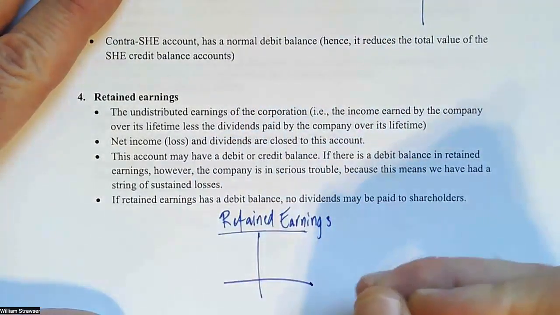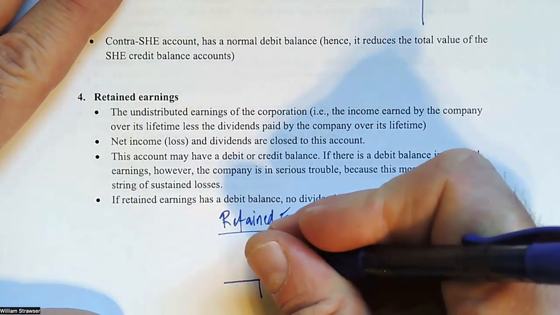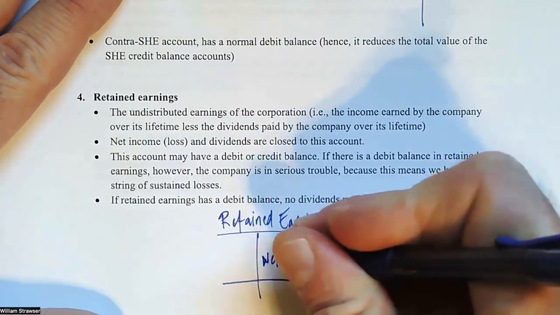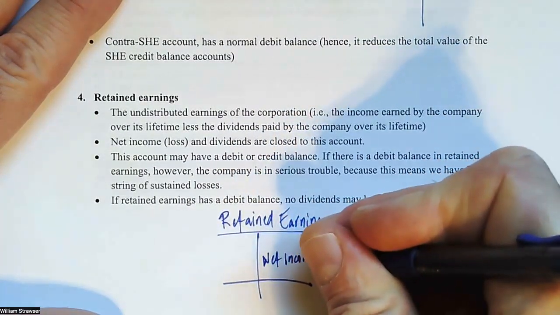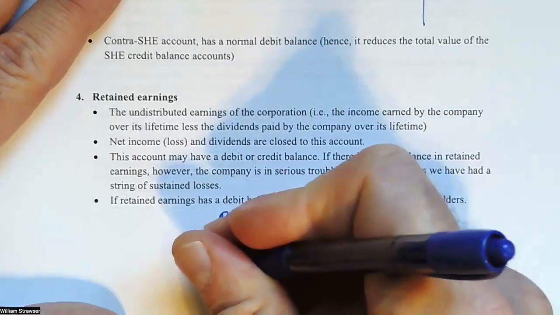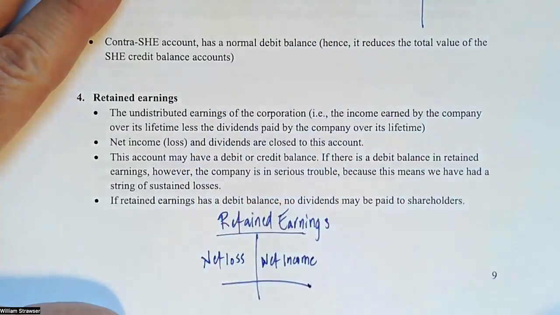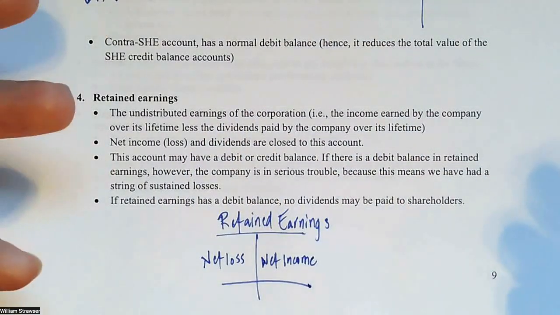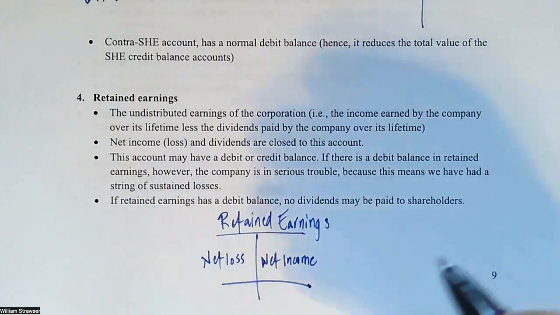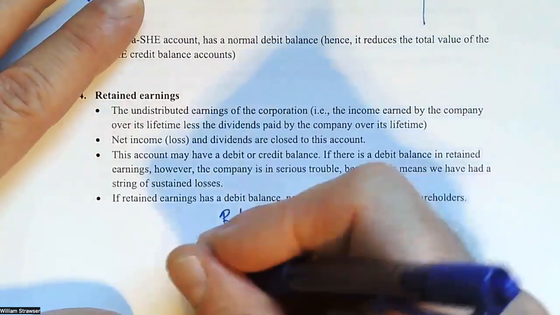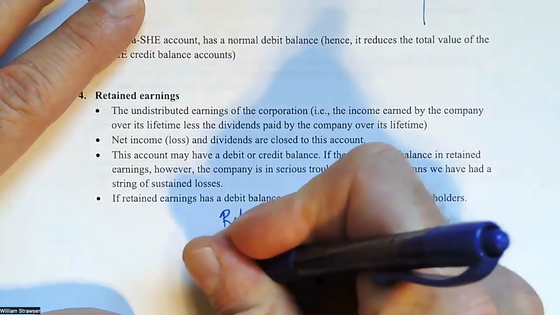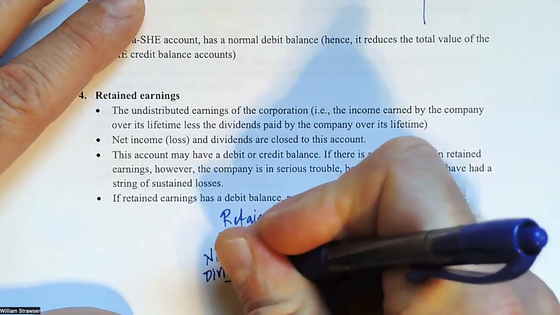Yes, retained earnings will have a beginning balance. If we have net income, then it will be credited to retained earnings. If there is a net loss, then that would be debited to retained earnings because net income increases retained earnings and net losses reduce retained earnings. Dividends always reduce retained earnings.